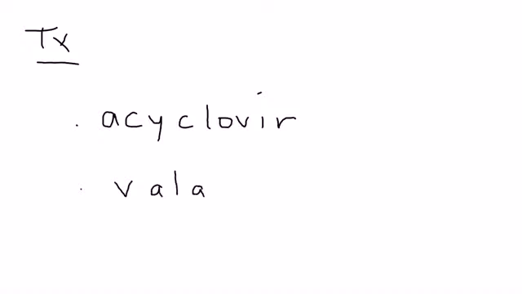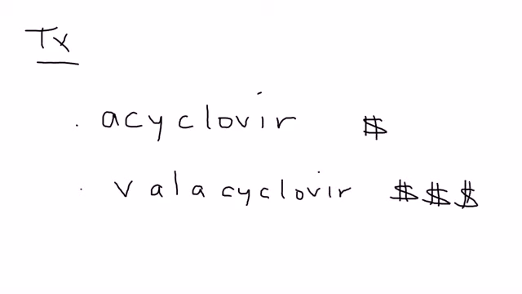So, treatment. The good news is that for all types of herpes, the treatment is essentially the same drugs. Acyclovir is by far the most common, and then valacyclovir is also used. Valacyclovir is more expensive. I'll draw $2 signs here and $1 sign. Actually, let's draw 3. It's quite expensive. These are antiviral drugs, and they all tend to end in -vir, just in case you're wondering.